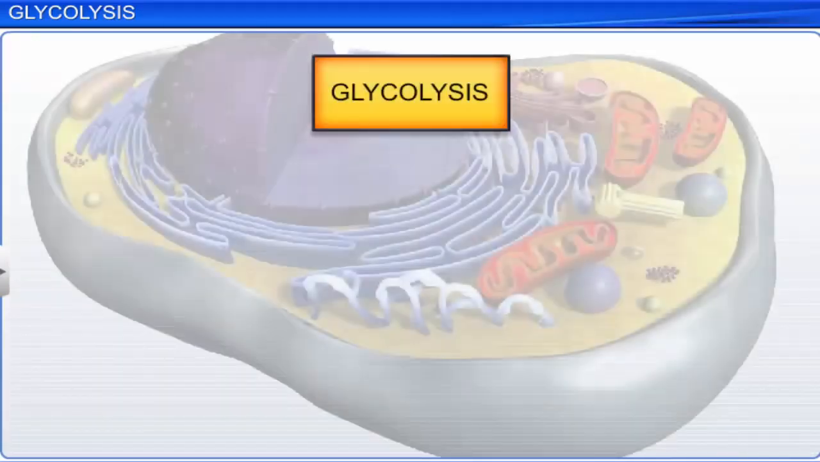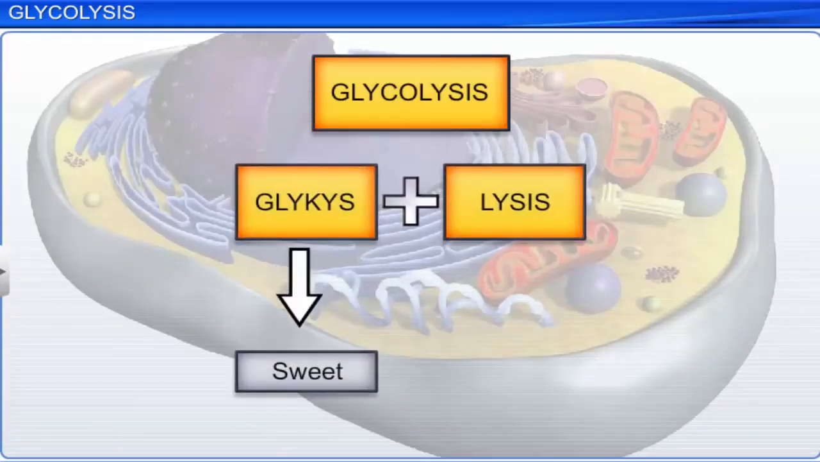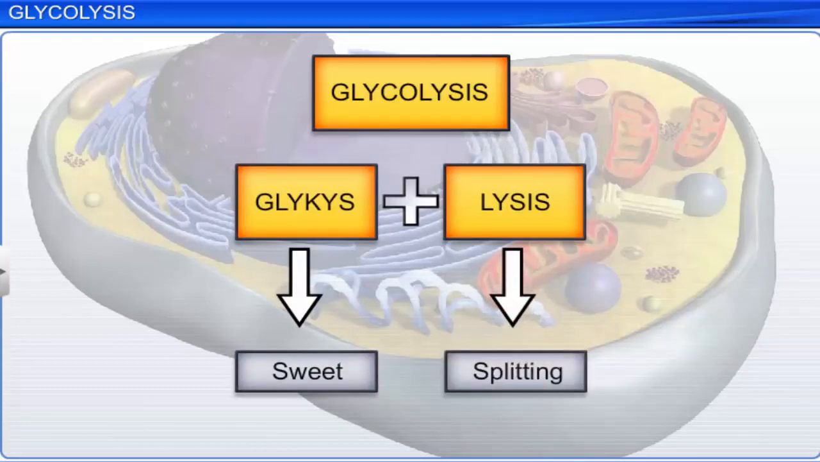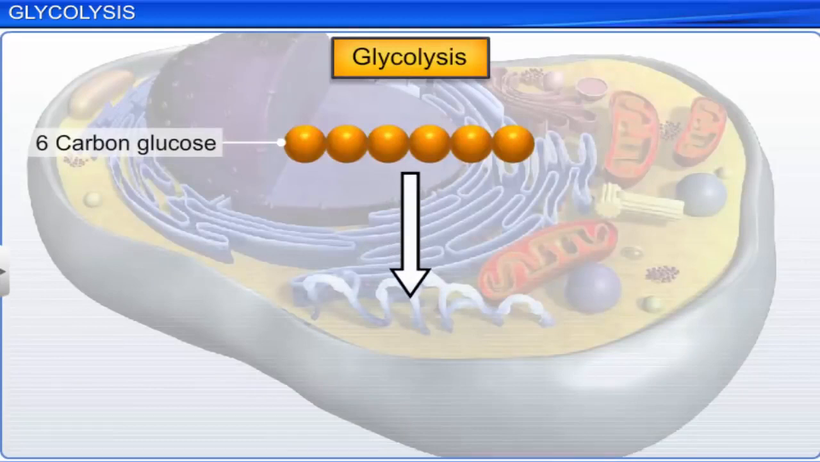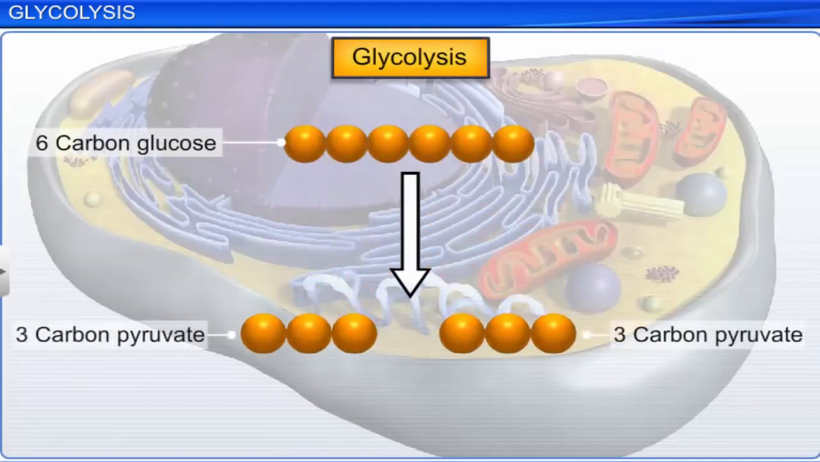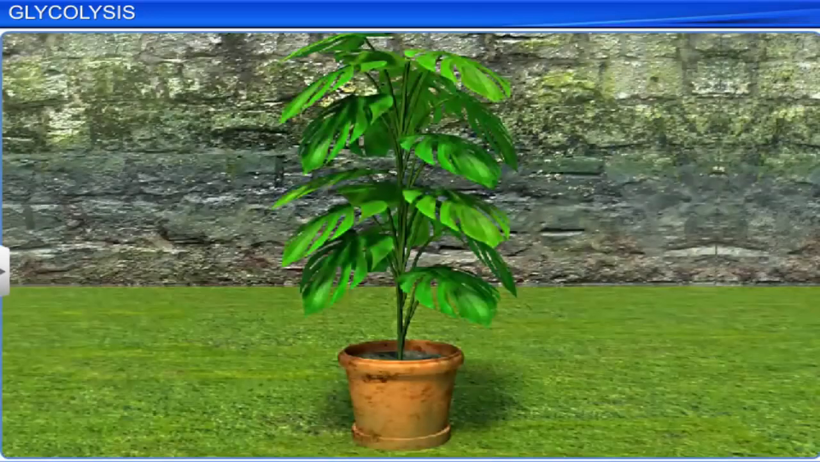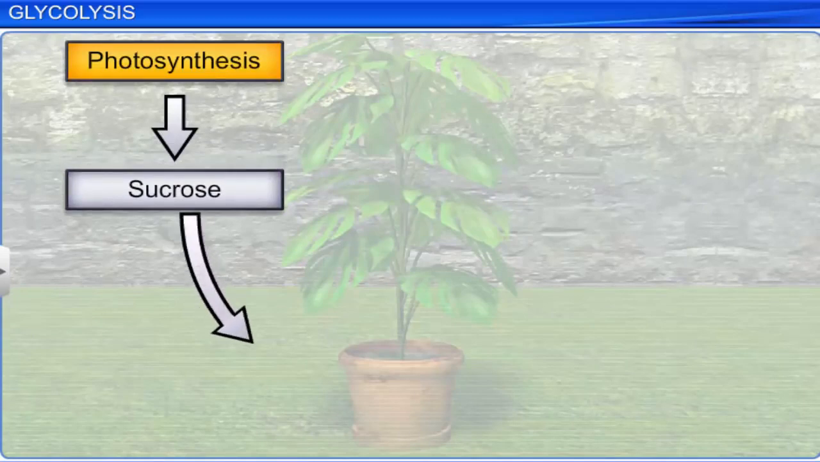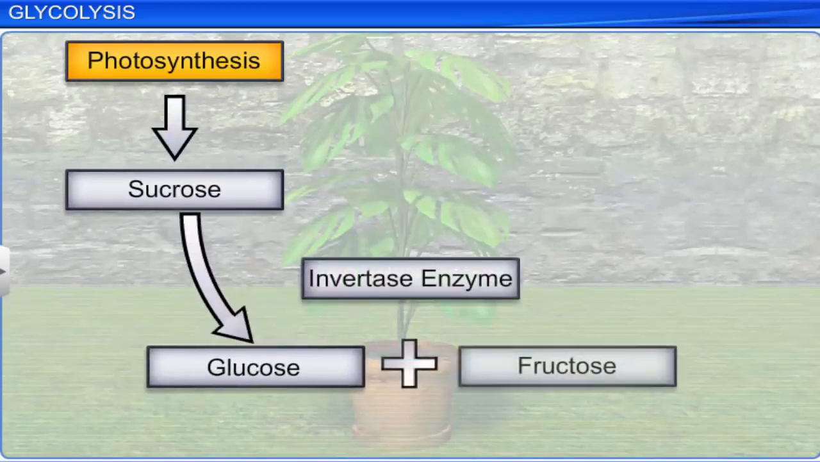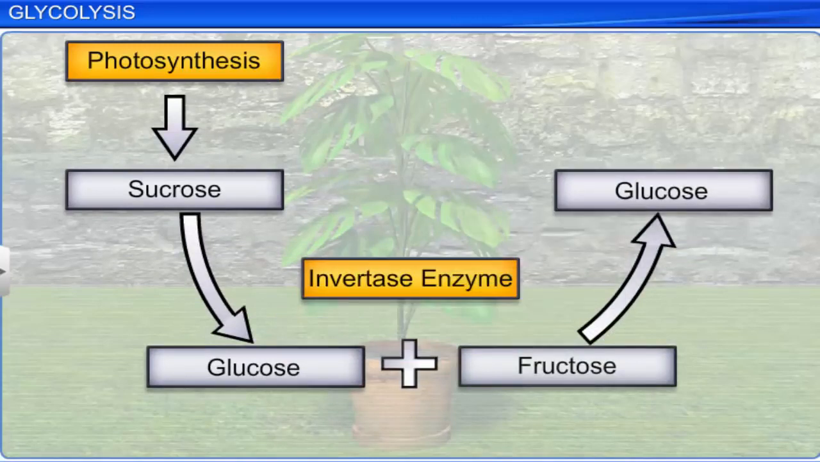The term glycolysis is derived from the Greek words glykis, meaning sweet, and lysis, meaning splitting. It involves the cellular degradation of glucose to pyruvate or pyruvic acid. In plants, sucrose, obtained from photosynthesis, is converted into glucose and fructose by the enzyme invertase.